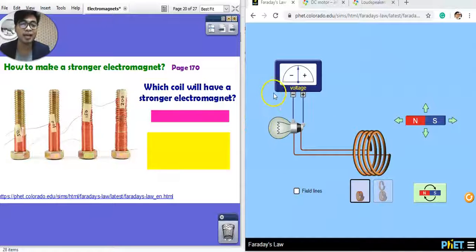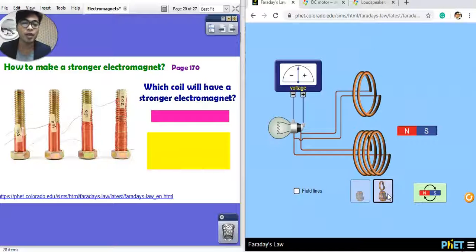So we would be using an ammeter here to determine the strength of our electrical current. So we are going to decrease the number of coils. Here it's 4, here it's 2, and let's see. Look at that. You can also see the light sparks from the light bulb here when we have 4, then when we have 2.